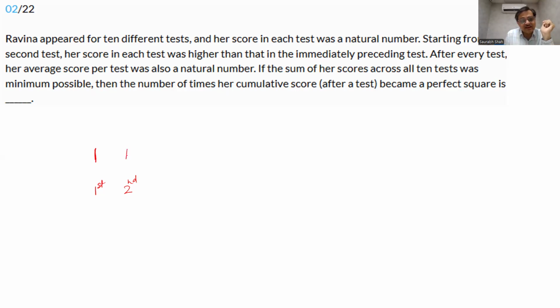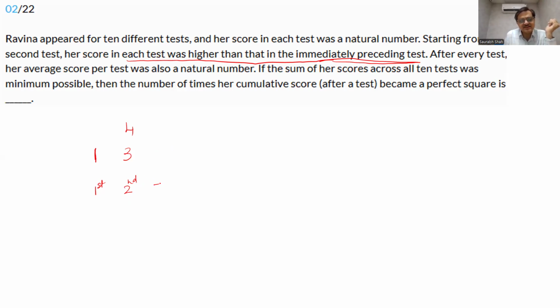I can't think of 1. The second test could have had 1 mark. Then 1 plus 1, 2, and the average will continue to be 2. But then every test would simply be 1, 1, 1, 1. And that's what they have denied by saying that it's progressively increasing. Her score in each test was higher than that in the immediately preceding test. It has to be higher and higher and higher. So I need a number greater than 1 to make it a multiple of 2, which means I should have 3. 1 plus 3 becomes 4. And 4 is divisible by 2, so the average becomes 2.